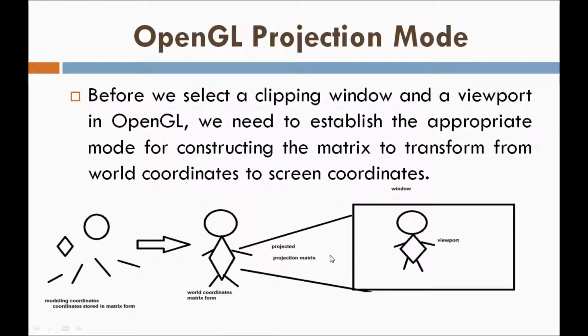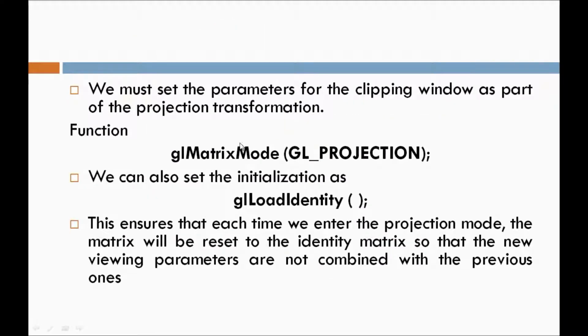Getting it, guys? So before setting a clipping window, you need to set the projection mode first, right? To set the projection mode, you can see here I'm using the command glMatrixMode, GL_PROJECTION, right? Why am I using this?